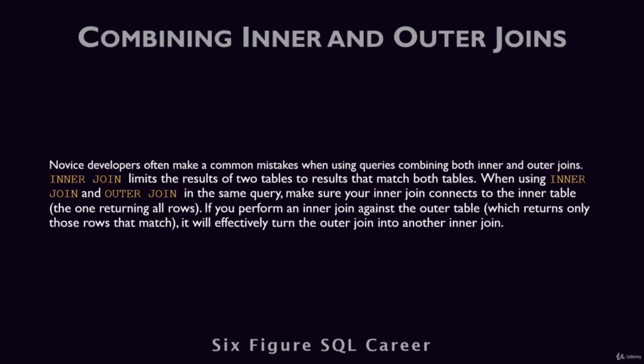Novice developers often make a common mistake when using queries combining both inner and outer joins. Inner join limits the results of 2 tables to results that match both tables. When using inner join and outer join in the same query, make sure your inner join connects to the inner table, the one returning all rows. If you perform an inner join against the outer table, which returns only those rows that match, it will effectively turn the outer join into another inner join.